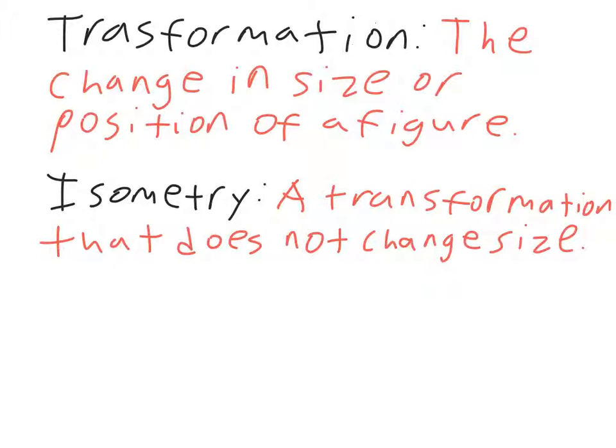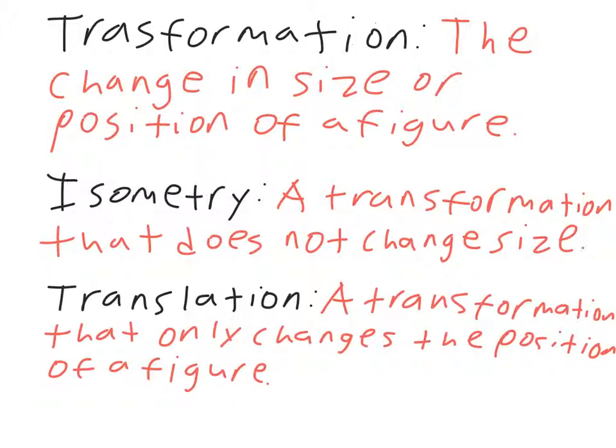Next is isometry. This is a transformation that does not change size. So that's all the transformations we've been doing, whether it be translation, reflection, or rotation. None of them actually change the size of the shape, just the position and orientation. So isometry is any of those.